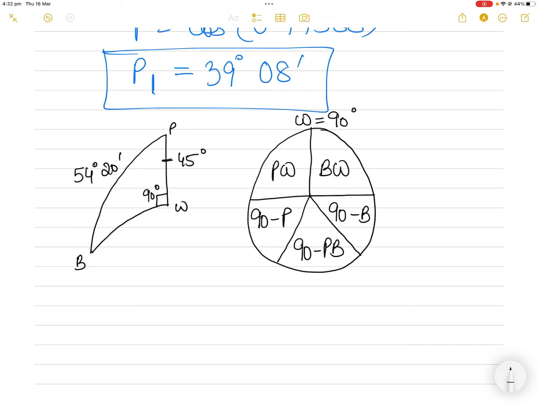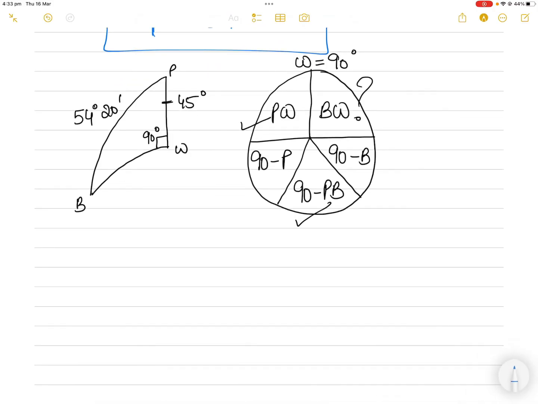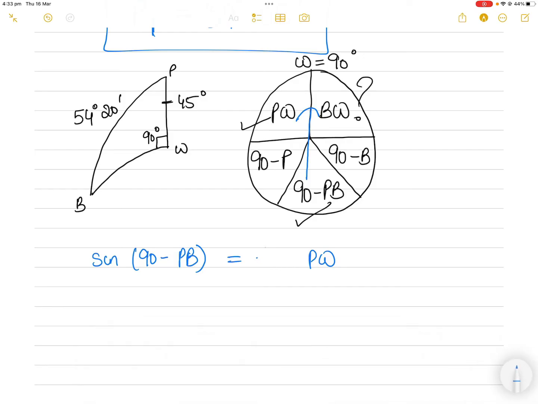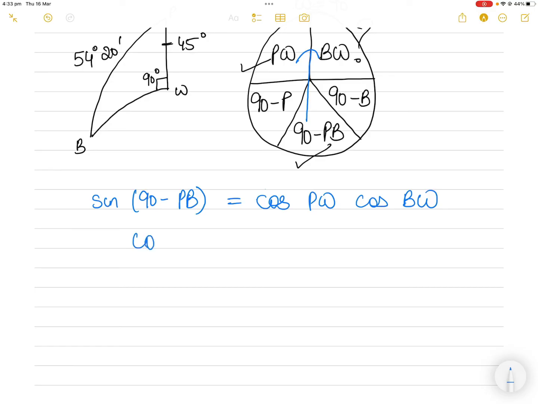What do I have available? 90 minus PB, because I know the value of PB, and also PW, which is 45 degrees. The first thing I will find out is BW. So let me draw a mushroom which connects these three. So it will become the rule of opposites. So sine of 90 minus PB, which becomes the middle part, equals cos of opposites, cos of PW and cos of BW. Now remember, sine 90 minus PB is also equal to cos PB. That's the rule. And cos PW and BW remain the same.